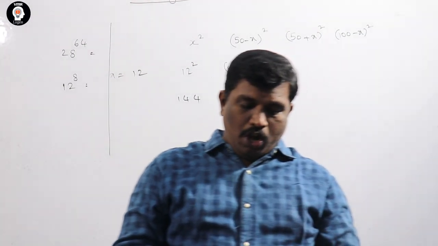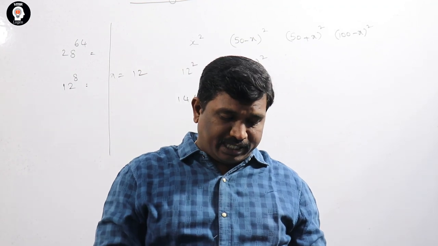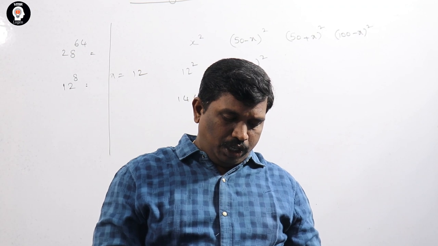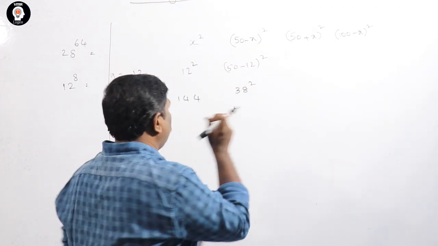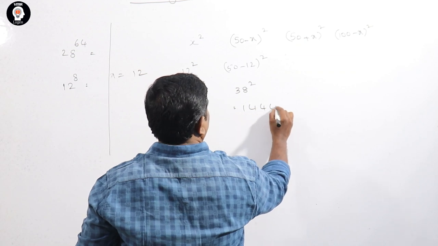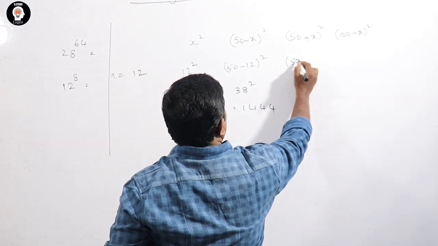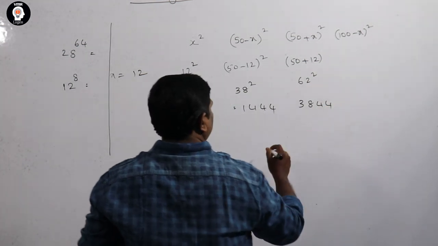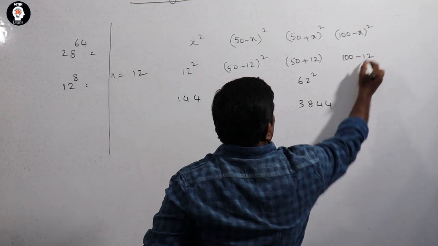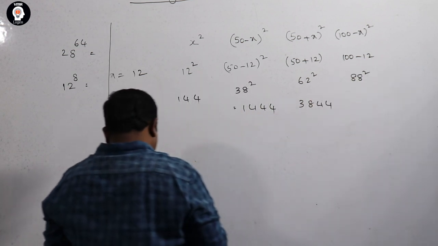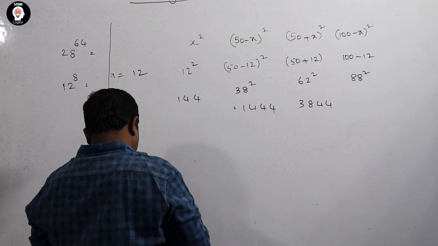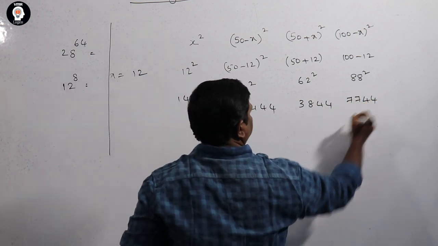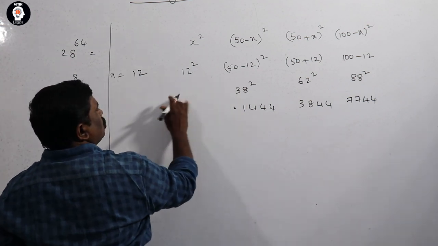How you find squares, all those things we are going to see in the next class. For the time being, just observe: 38 into 38 is 1444. 50 plus x, that is 50 plus 12, 62 square, 3844. 100 minus 12, 88 square, 7744. And this is 12 square, 144.